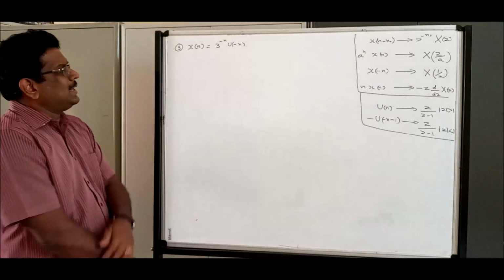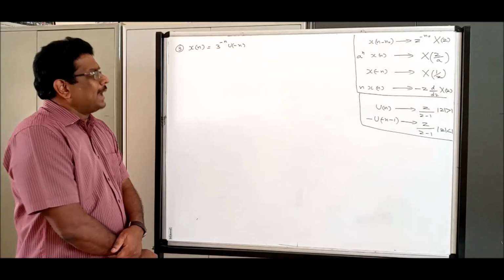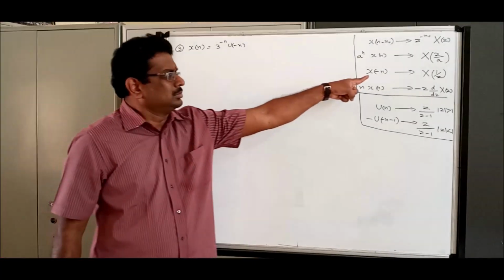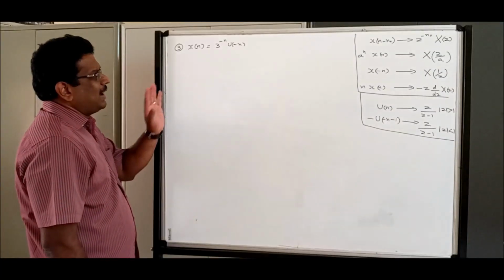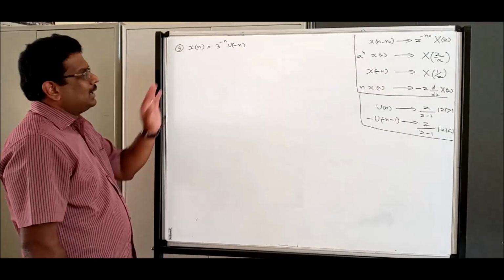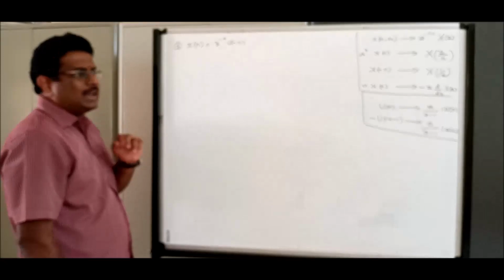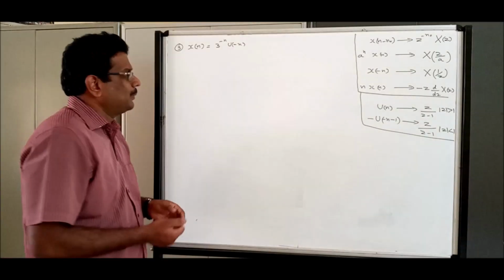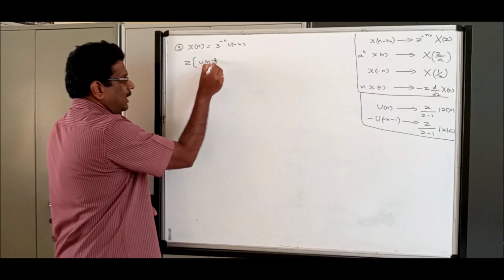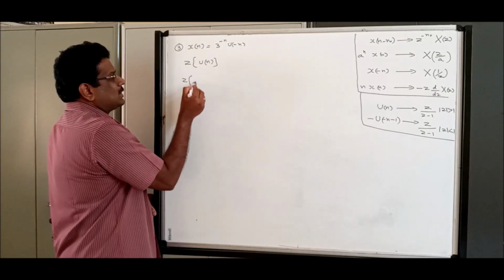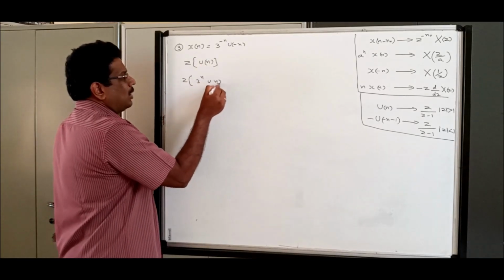The moment you see this particular problem, I can see reflection, minus 1. And I am just imagining if I erase the minus, 3 power n u of n, which means a power n is also there. So how to start? Always the basic is starting from u of n. Then z transform of 3 power n u of n.